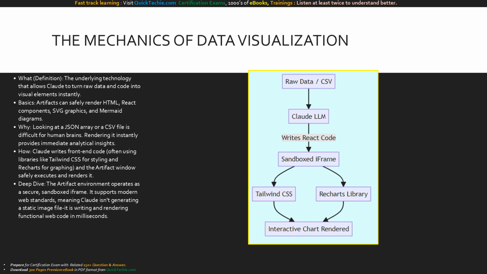This architecture diagram breaks down the rendering pipeline. We feed raw data into the Claude LLM at the top. Claude acts as a front-end developer, writing React code and pushing it into the sandboxed iframe. Inside this secure environment, the code leverages powerful external libraries, specifically Tailwind CSS for beautiful styling and Recharts for the mathematical graphing. These combine to produce the final interactive chart rendered for you on the screen. It is seamless and instantaneous.